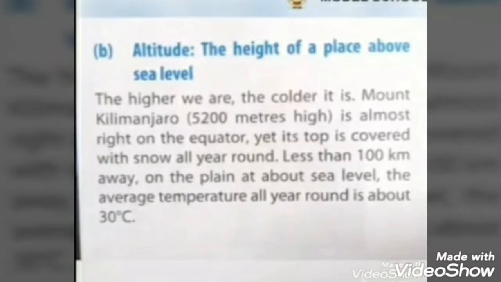Second is altitude, that is the height of a place above sea level. The higher we are, the colder it is. This means that if we move higher and higher above sea level, it will become colder. For example, Karakoram and Mount Kilimanjaro.